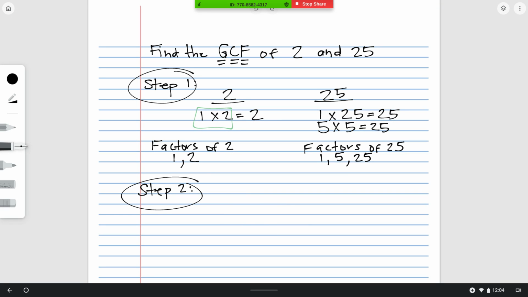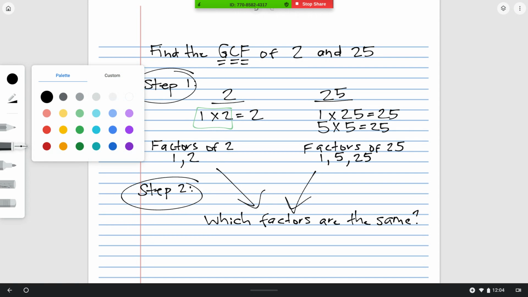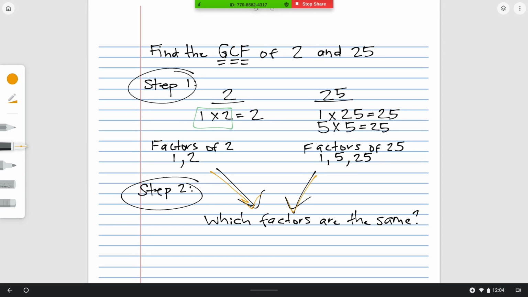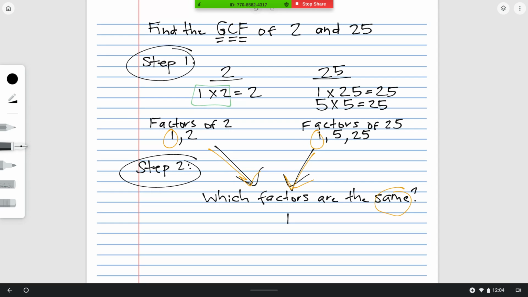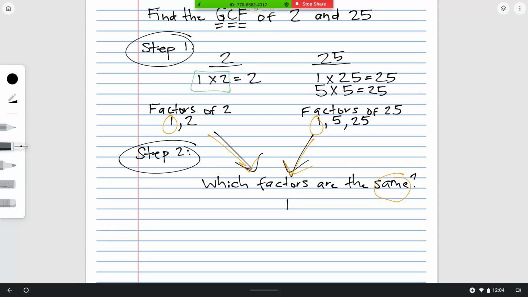Here we go. So I just found the factors, so I need to see what is common. So between these two, which factors are the same? Which ones are common? Looking here, I believe I use orange. Okay, the same, common. A 1 is the same here and a 1 is the same here. And that is the only factor that's the same. How crazy is that?